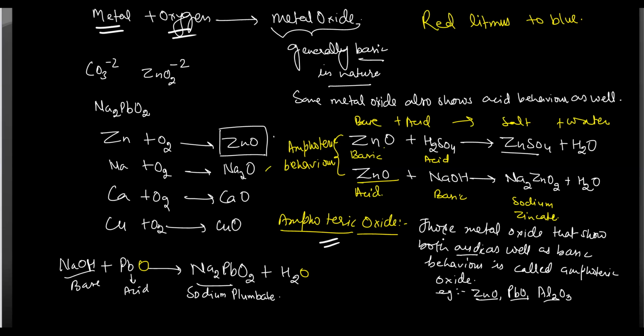So also, those metal oxides that show both acidic as well as basic behavior are called amphoteric oxides. Just note the correct spelling for amphoteric.